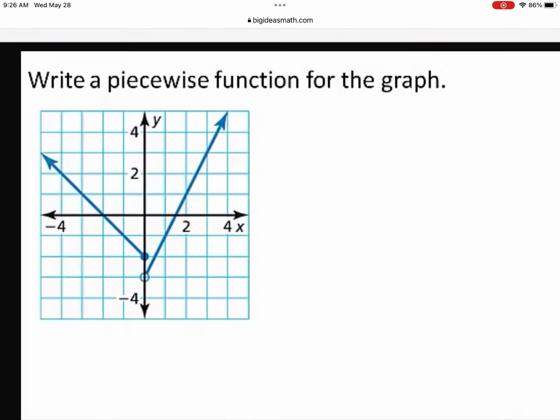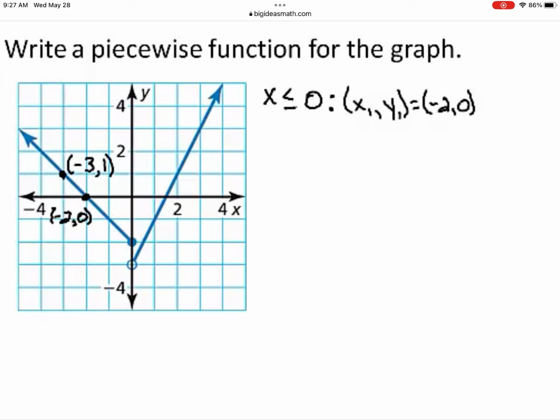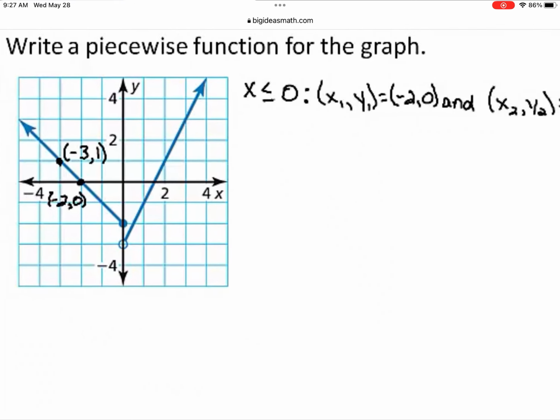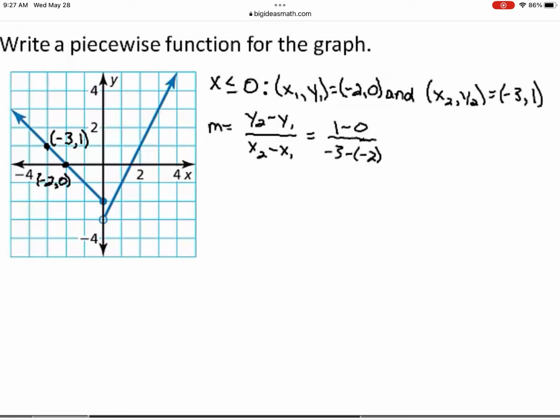Write a piecewise function for the graph. Each piece of the function is linear. When x is less than 0, the graph passes through the points -2, 0 and -3, 1. Let x1, y1 equal -2, 0 and x2, y2 equal -3, 1. Substituting these points into the slope formula, you get the quantity 1 minus 0 divided by the quantity -3 minus -2, which simplifies to 1 divided by -1, or -1.